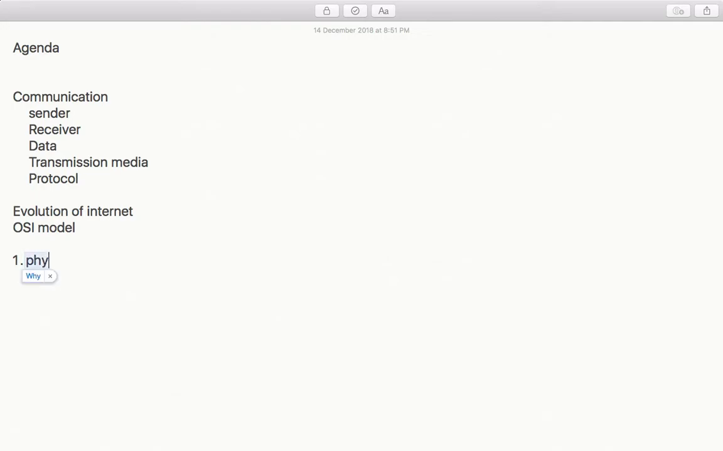The first one is called physical. The second one is called data link. The third one is the network layer. The fourth one, transport layer. The next, presentation layer. Next, session layer, and the last one is application layer. So these are the 7 layers present in our OSI model.